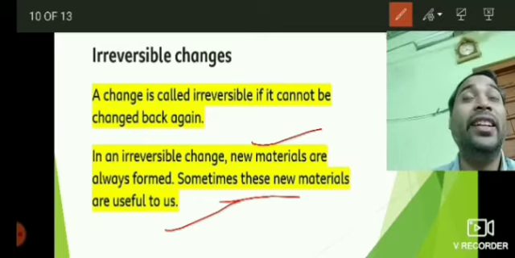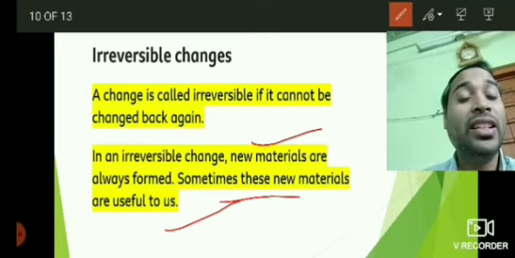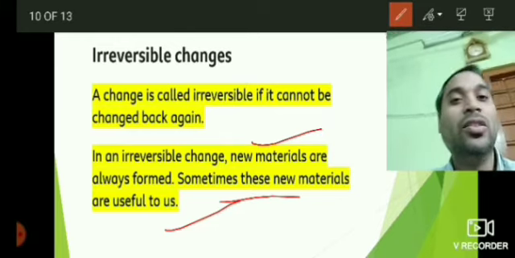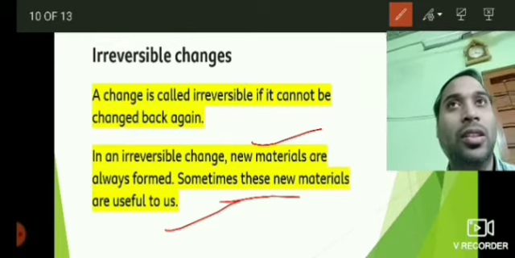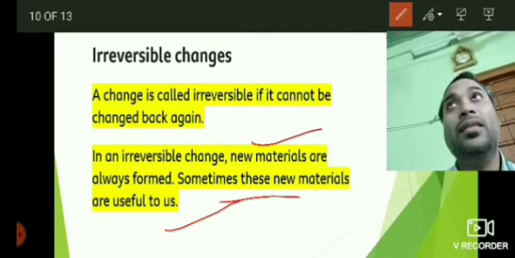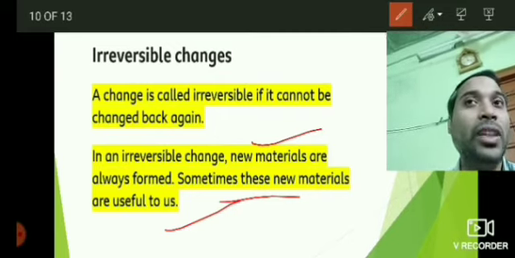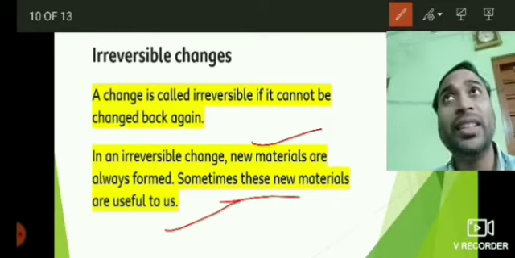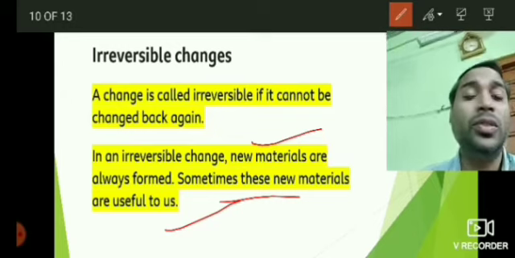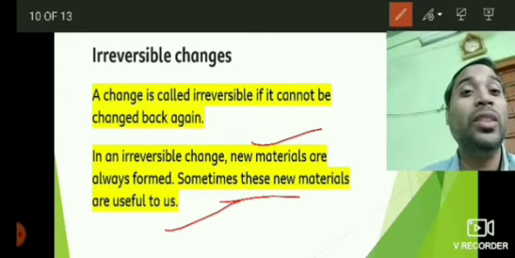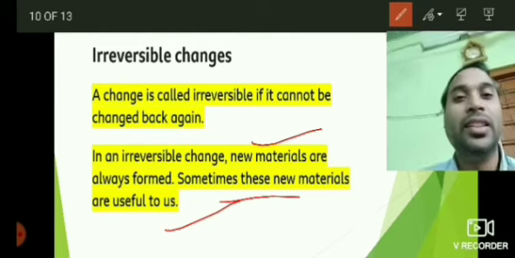So any reversible change can be a desirable change, and it can be what? A man-made change, because something which we desire is what? Desirable change. And irreversible change means we don't want the substance to again change to its original state, so it is irreversible. So an irreversible change can be a desirable change, and it can also be a man-made change.